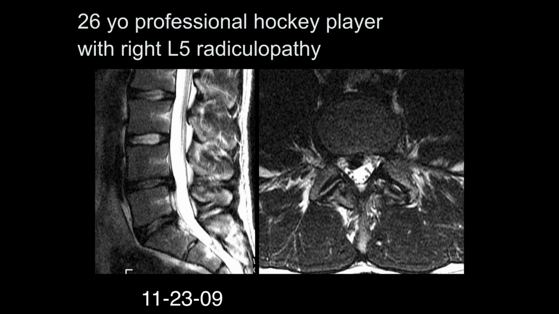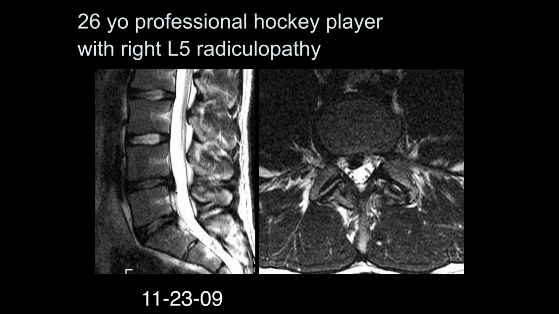So this is a 26-year-old professional hockey player with right L5 radiculopathy. Sam, what do you think of this one? There's a focal posterior, just maybe right of the midline, disc protrusion, and it looks like it's contacting the... Okay. So this is not a protrusion, right? Based upon what we just talked about, what would this be? It's an extrusion. It's an extrusion with about 5 millimeters of inferior migration.